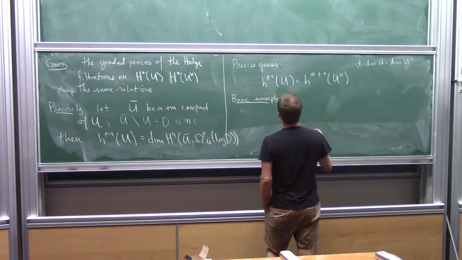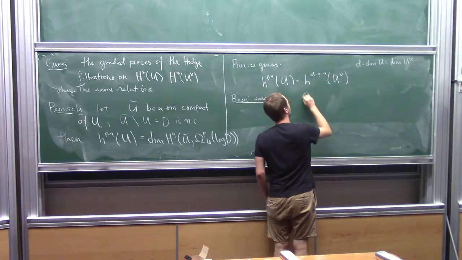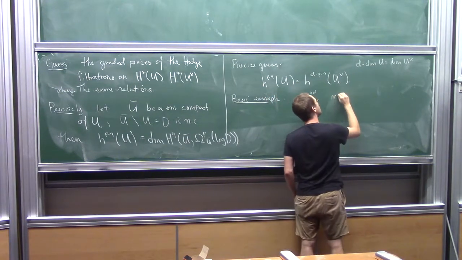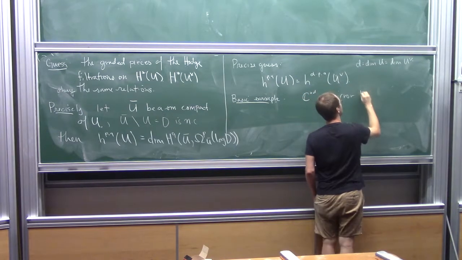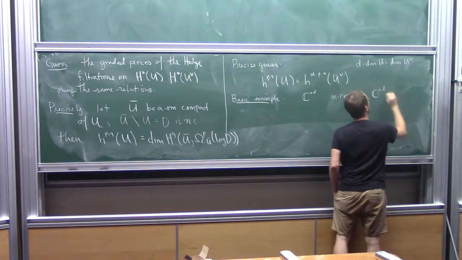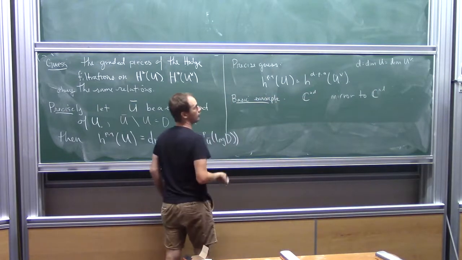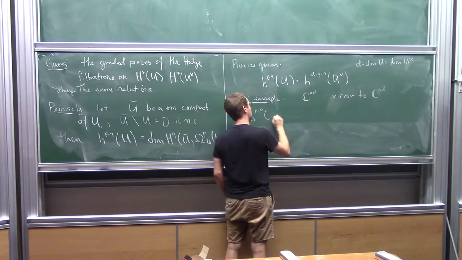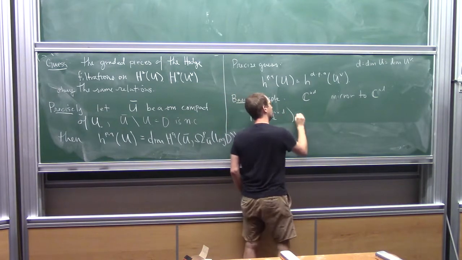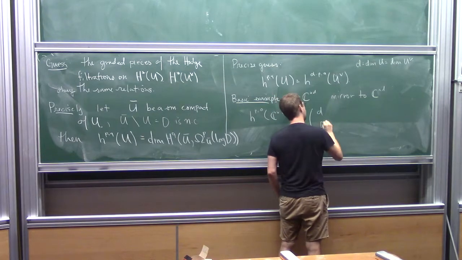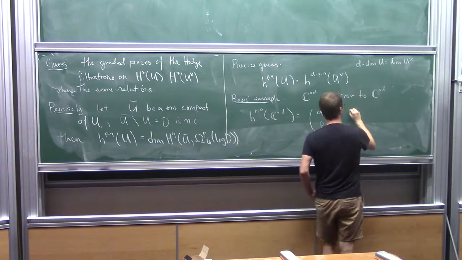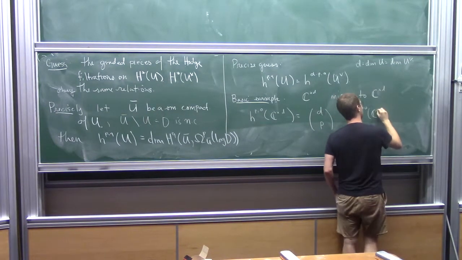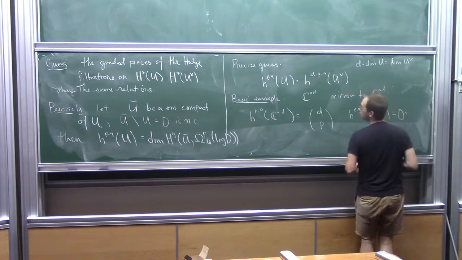A basic example is C star to the d, which is expected to be mirror to itself. What are these h^{p,q} invariants of C star to the d? h^{p,0} of C star to the d is equal to d choose p, and h^{p,q} for q not equal to 0 is equal to 0.